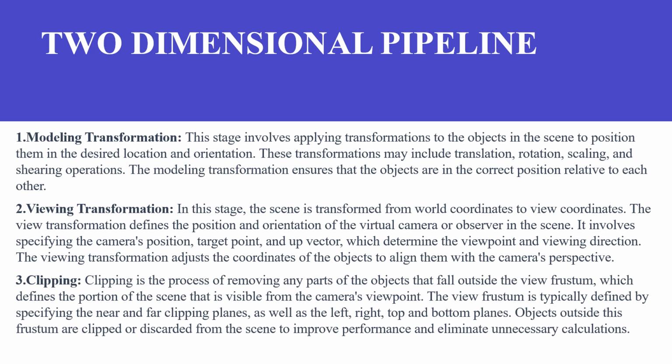Third one, clipping. Clipping is the process of removing any parts of the objects that fall outside the view frustum, which defines the portion of the scene that is visible from the camera's viewport. The view frustum is typically defined by specifying the near and far clipping planes, as well as left, right, top, and bottom planes, where the objects outside these frustums are clipped or discarded from the scene to improve the performance and eliminate unnecessary calculations.